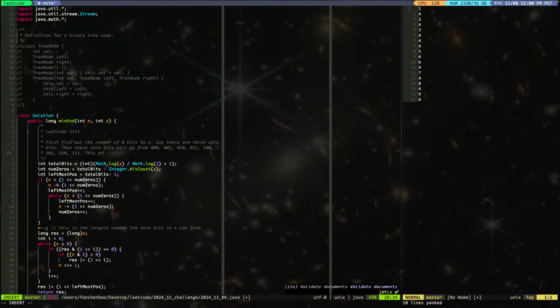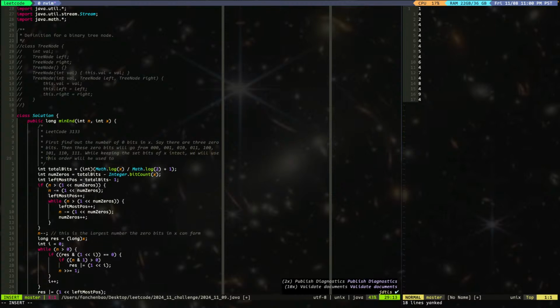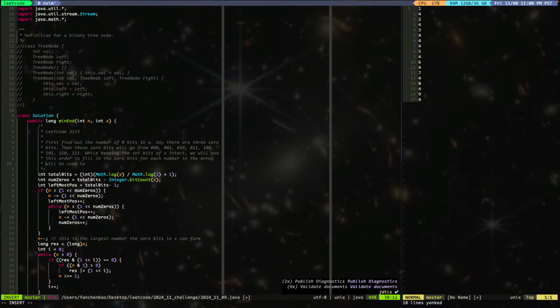This order, right, will be used to also, while keeping the set bits of X intact, we will use this order to fill in the 0 bits for each number in the array in order.